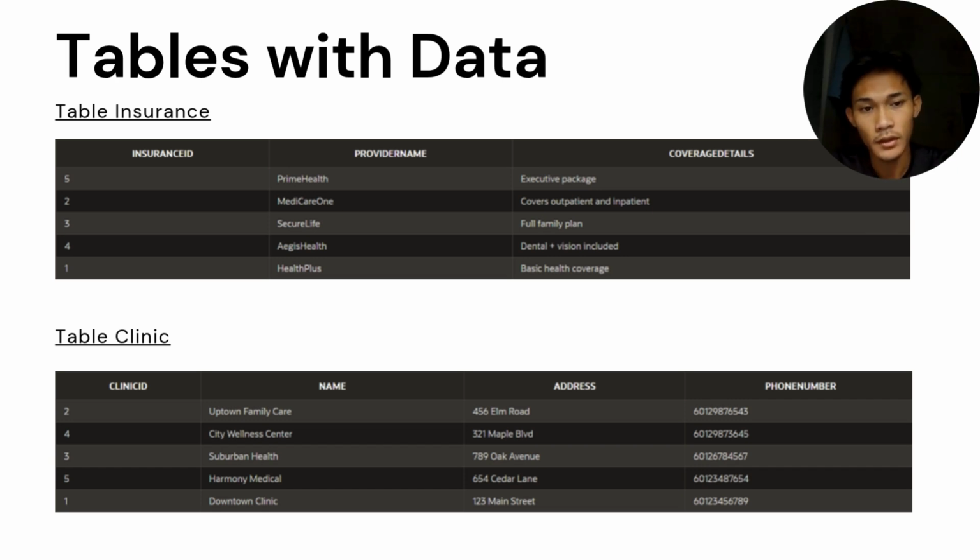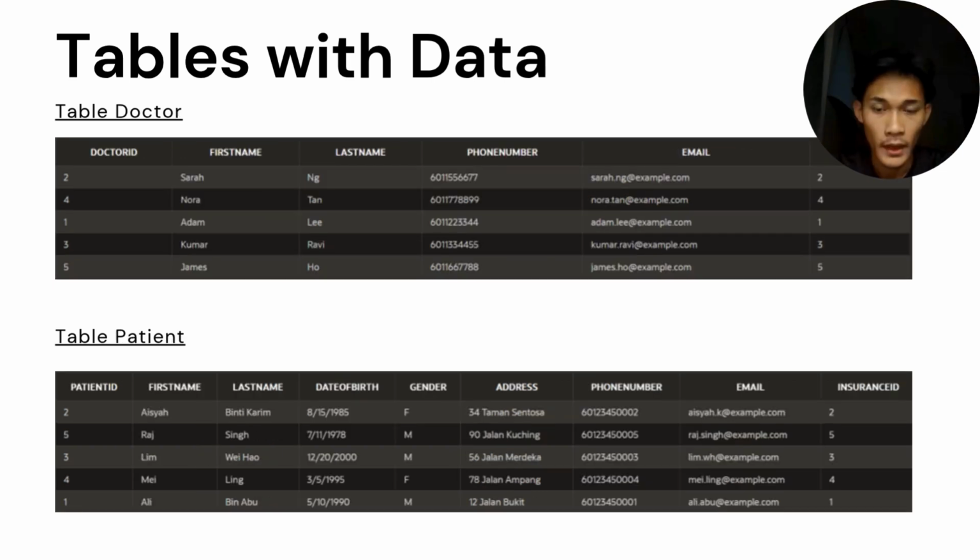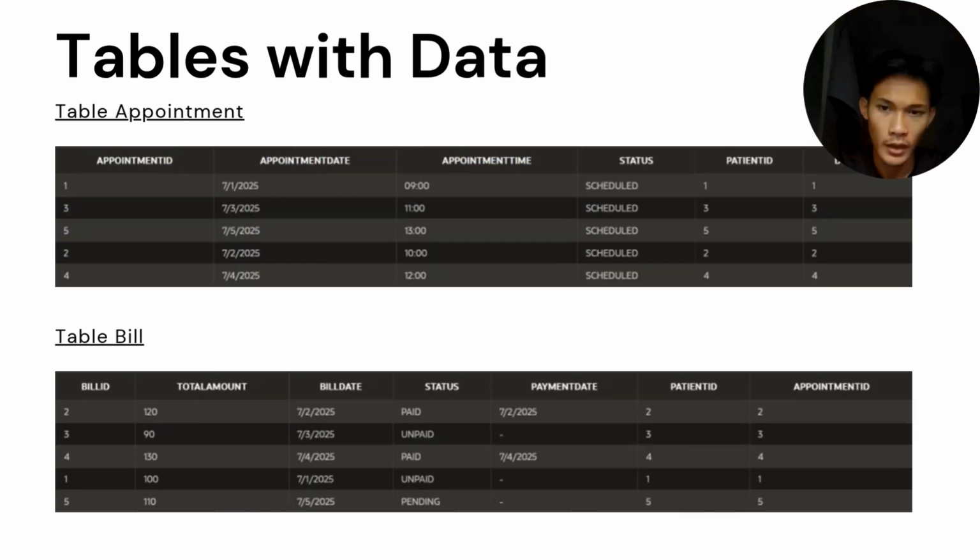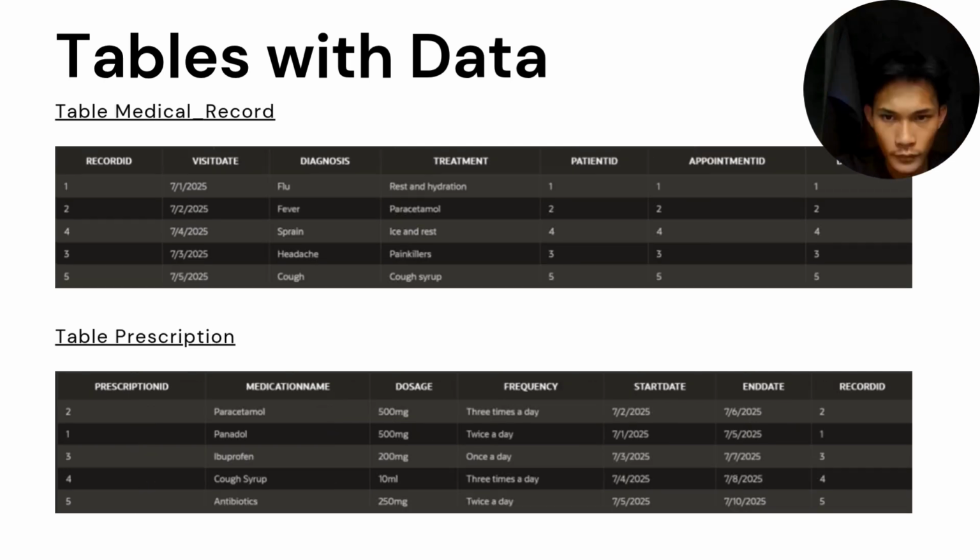So table insurance obviously have 5 different values, and table clinic also have 5 different values. Next, for the table doctor and table patient, both of them have 5 different values as well. For table appointment and also table bill, both of them also have been inserted with 5 different values. For the medical record table and prescription table, both are also inserted with 5 different values.